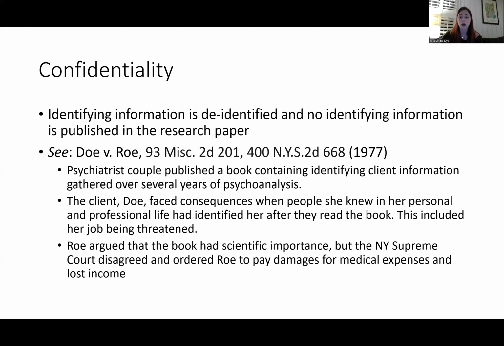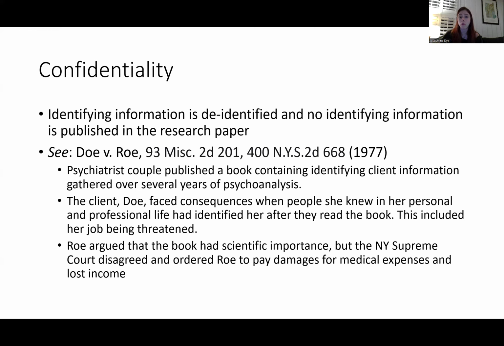And this included she was ostracized socially, and her job was also being threatened by the information that was in the book. And so Doe had sued Roe for damages based on the hardships that she faced from this information being published. And Roe at the time had argued that the book had scientific importance, but the New York Supreme Court disagreed, and they did order Roe to pay damages for medical expenses and lost income.